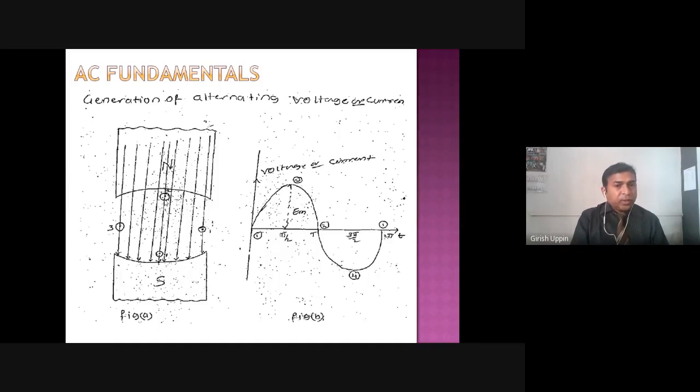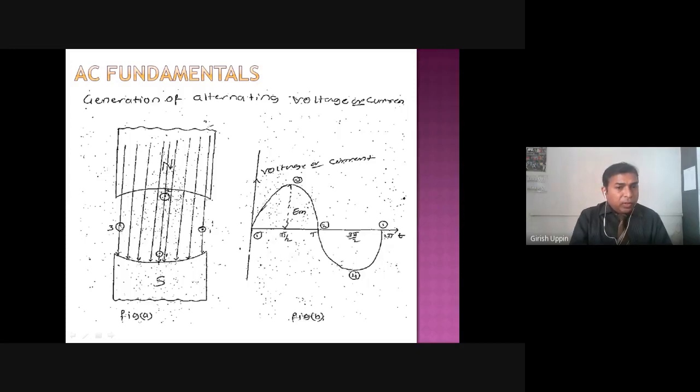As it starts moving from position 2 to position 3, when it is at position number 3, the direction of motion is exactly downwards. That means the direction of the flux and the direction of the motion are both in the same direction. At this particular position, the amount of flux cut by the conductor is again 0. So when the flux cut by the conductor is 0, the EMF induced in that conductor is also 0. If I plot that, this would be position 3, and it will become 0.